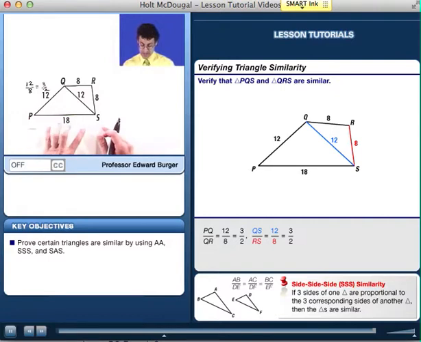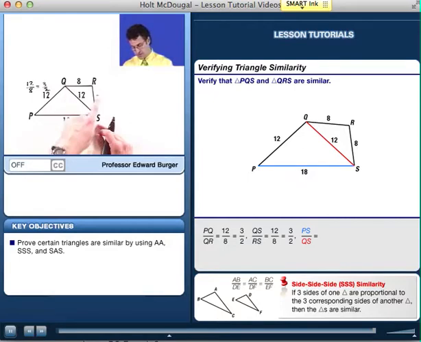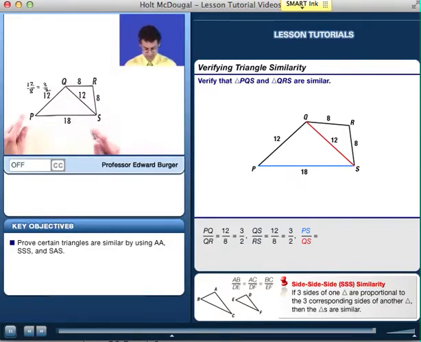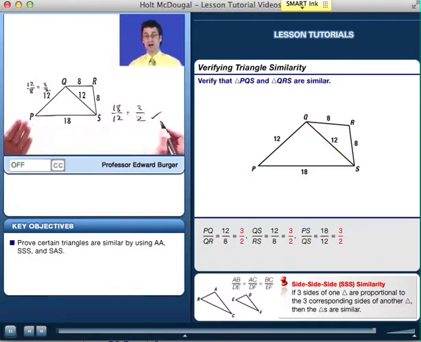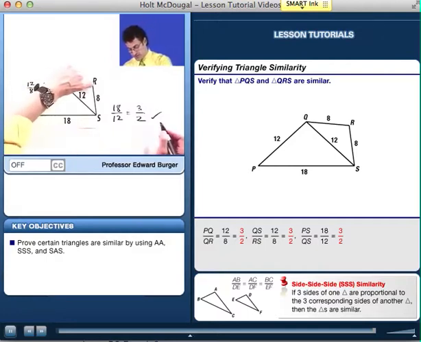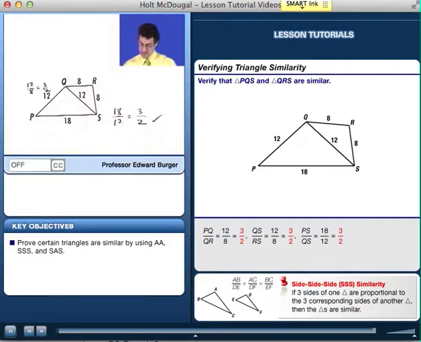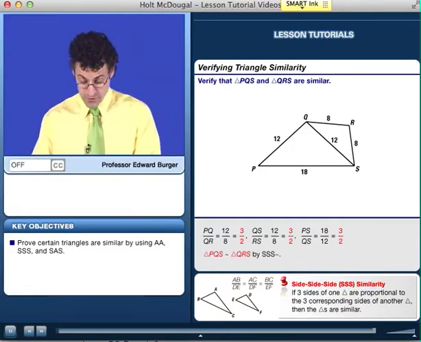So the last thing we have to check is the base to the base. The base of this triangle is 18. The base of this triangle is 12. And so we have to compare 18 to 12. When I compare 18 to 12, I reduce that down, and I see again 3 over 2. So yes, by side-side-side similarity, this side is similar to this side, and this side is similar to this side. So in fact, by side-side-side, we see that these two triangles are similar. Great.